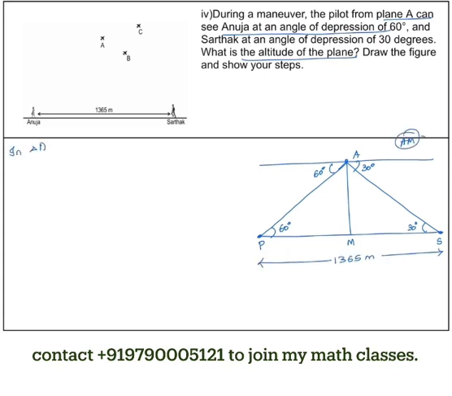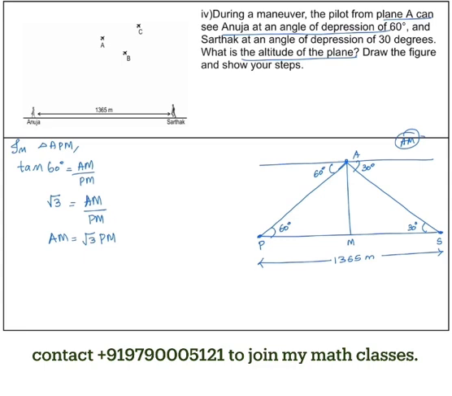We are going to work with two right angle triangles, and AM is common to both the right angle triangles. In triangle APM, tan 60 is equal to AM upon PM. Tan 60 is root 3, so root 3 is equal to AM upon PM. That is, AM is root 3 times PM. So we got the value of AM using the triangle APM.